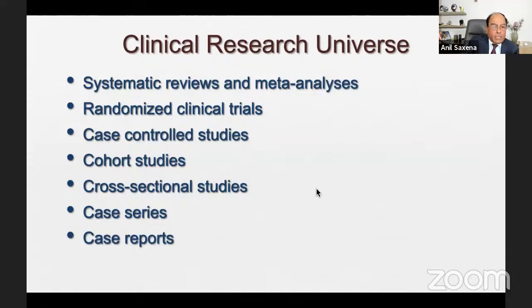Then we have case control studies, then we have cohort studies, which are basically a small group, and then we have cross-sectional studies, case series, and case reports. So this is a reducing credibility of evidence. At the top of the heap, as I said, are randomized clinical trials.